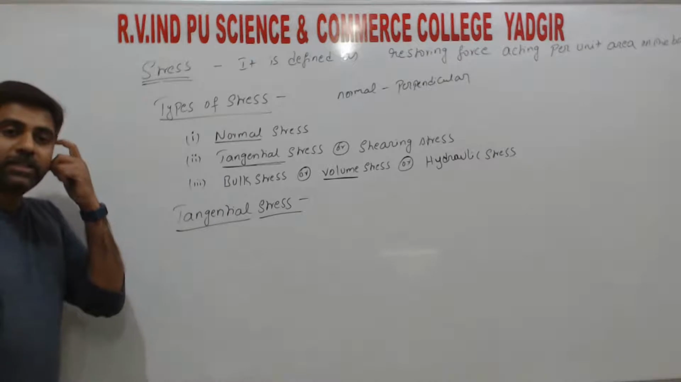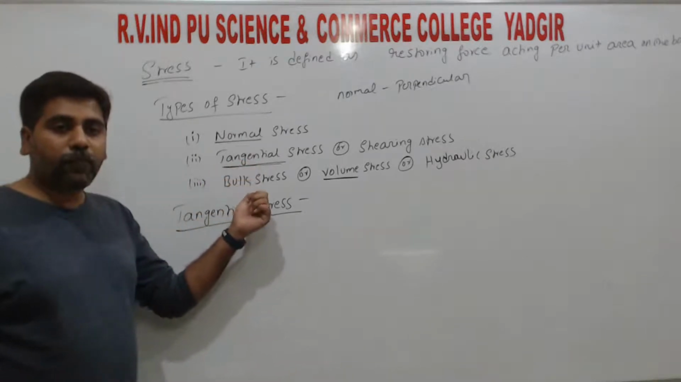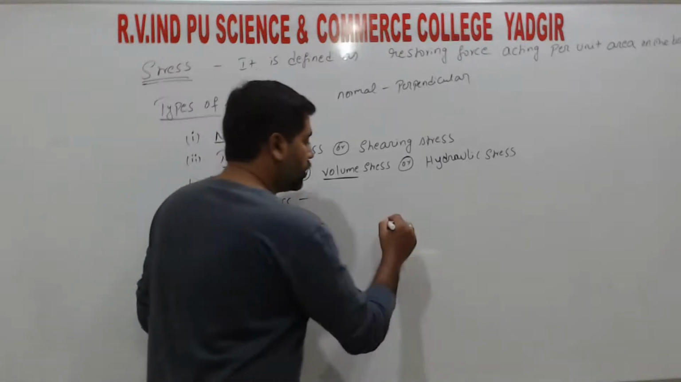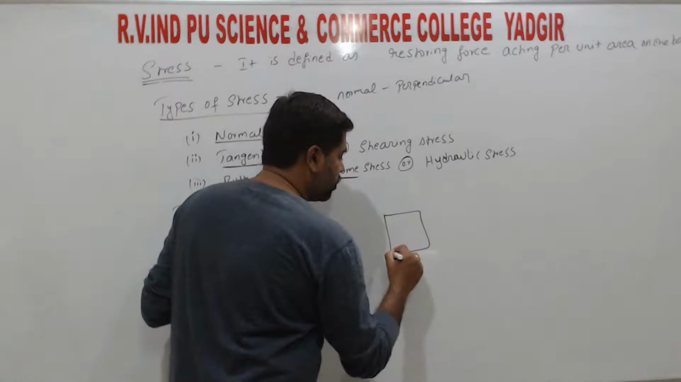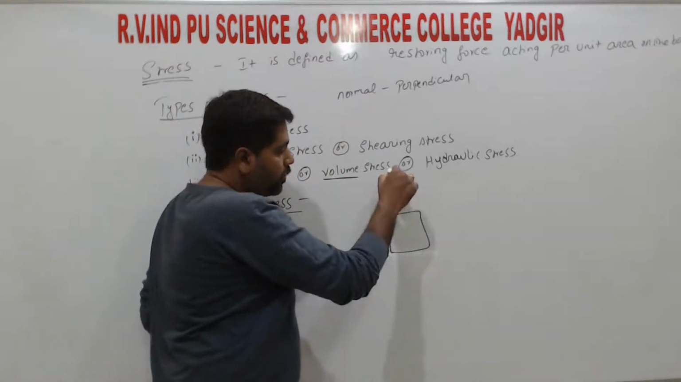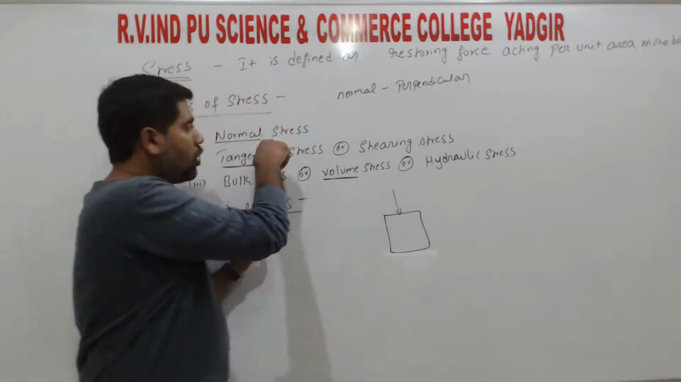Right. So tangential stress, again the word itself says we are applying the force tangent to the top of the surface, right. So if we consider this is one object, we are acting a perpendicular force on this object like this, right. So that becomes the normal stress.